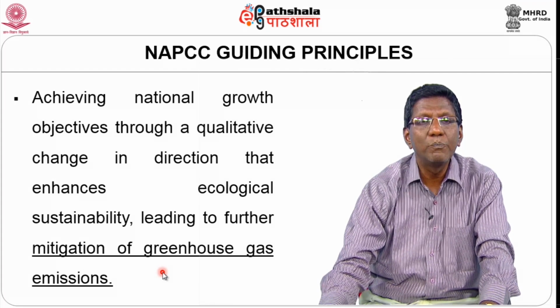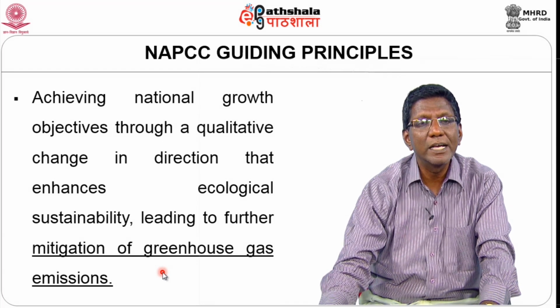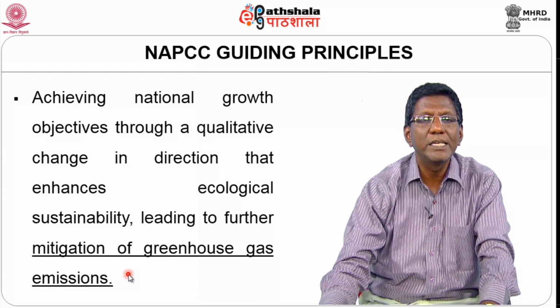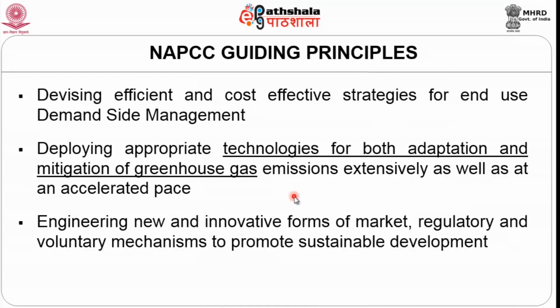Prevention means completely removing the hazard, but mitigation is to prevent the hazard to the extent possible. Adaptation, in the sense that if we cannot prevent or mitigate a hazard, we adjust to it. That action plan also talks about technologies for both adaptation and mitigation of greenhouse gas. It also talks about engineering new and innovative forms of market, regulatory and voluntary mechanisms to promote sustained development.